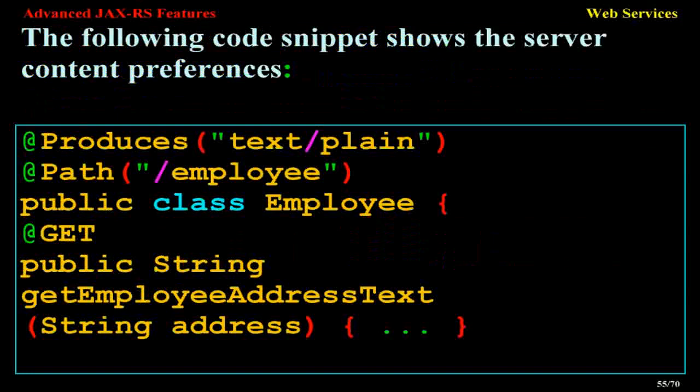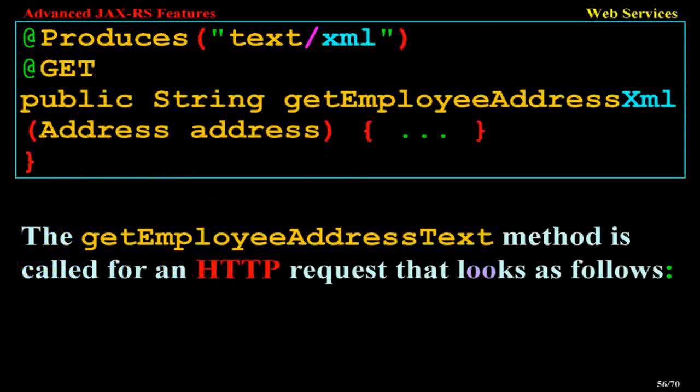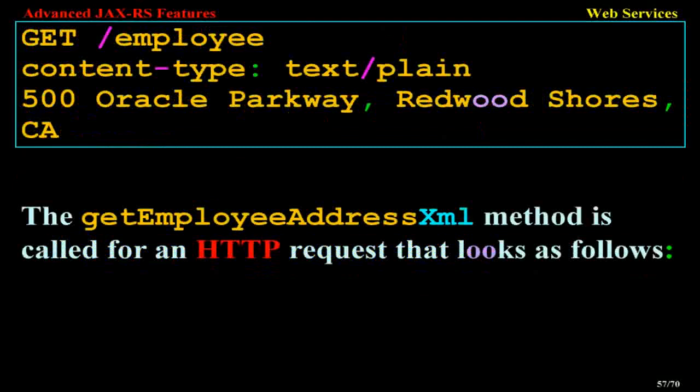@Produces("text/plain") @Path("employee") public class Employee { @GET public String getEmployeeAddressText(String address) ... } @Produces("text/xml") @GET public String getEmployeeAddressXml(Address address). The getEmployeeAddressText method is called for an HTTP request that looks as follows. GET /employee Content-Type: text/plain 500 Oracle Parkway, Redwood Shores, CA.